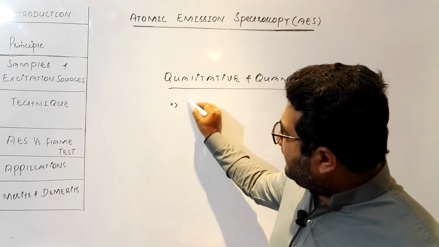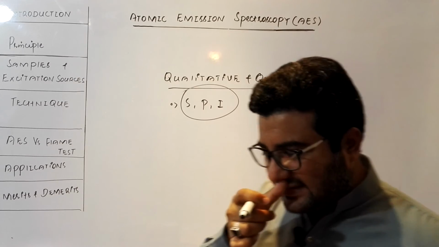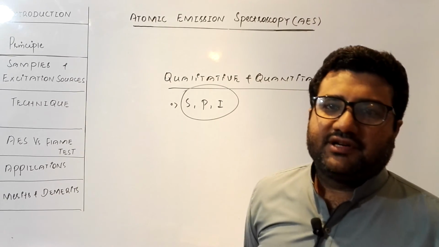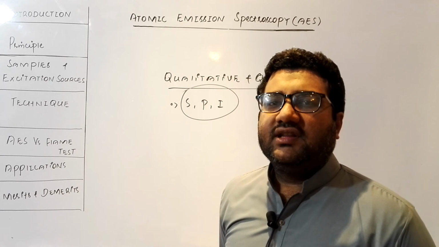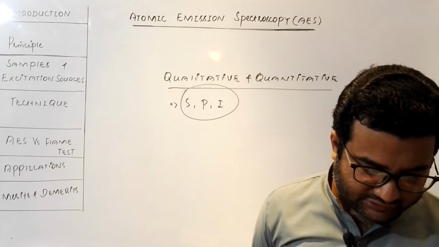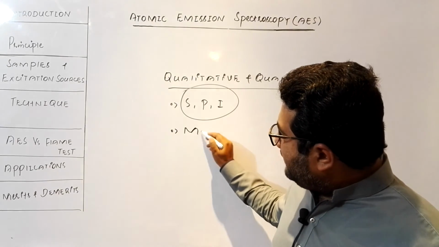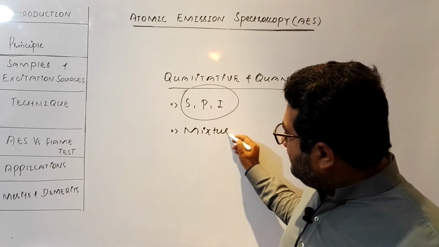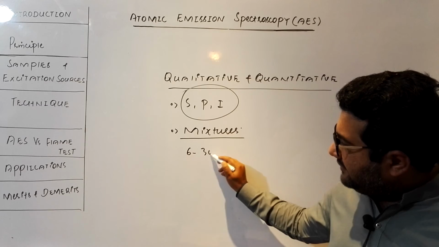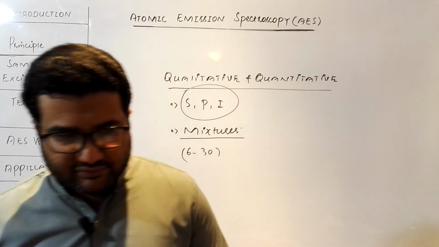Even some non-metals like sulfur, phosphorus and iodine, especially these three non-metals, can also be analyzed by using atomic emission spectroscopy. And the concentration of iodine in seawater is especially determined by using atomic emission spectroscopy. We can also study mixtures of 6 to 30 elements. That can be easily studied by using atomic emission spectroscopy.